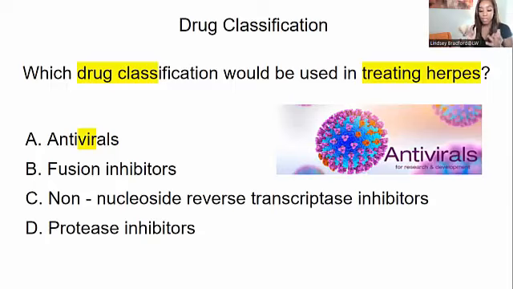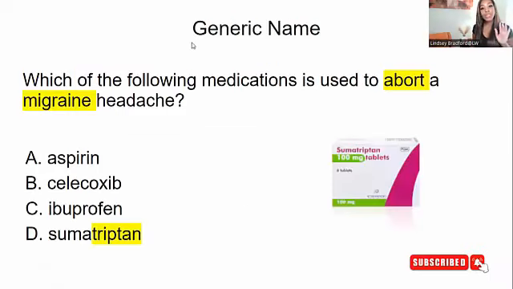What else is a virus? The flu is a virus. COVID-19 is a virus, right? So when we think about virus drugs, remember that antiviral drugs are used to treat viruses. Okay? All right, y'all don't be coming for me. Generic name. Here's another generic name.